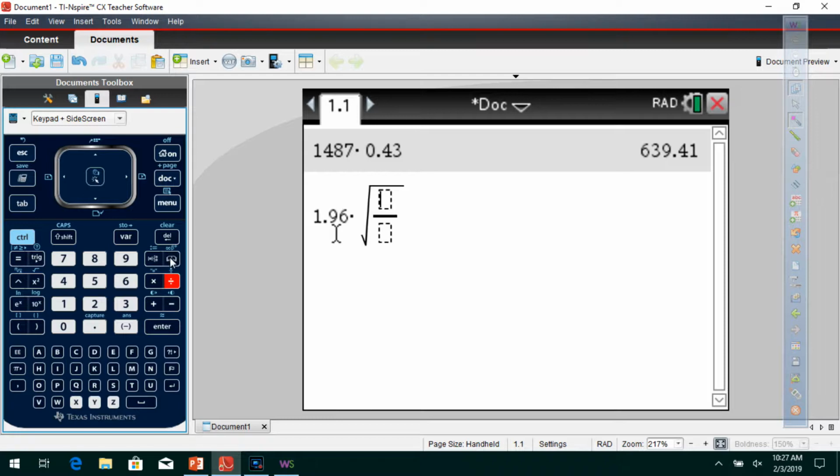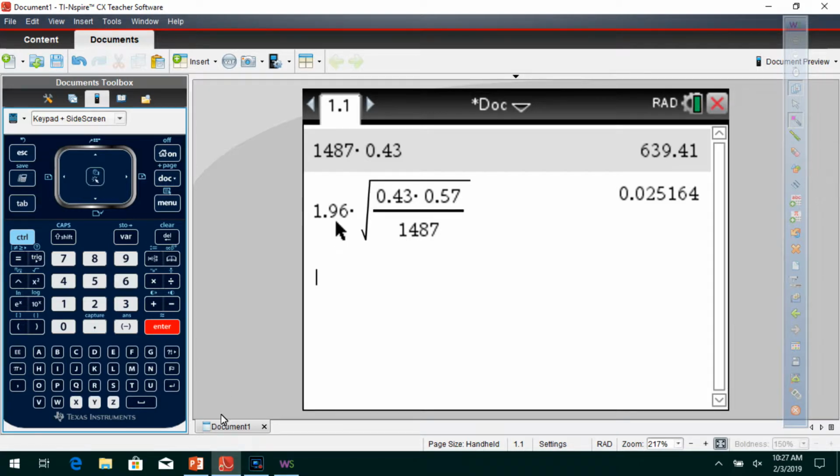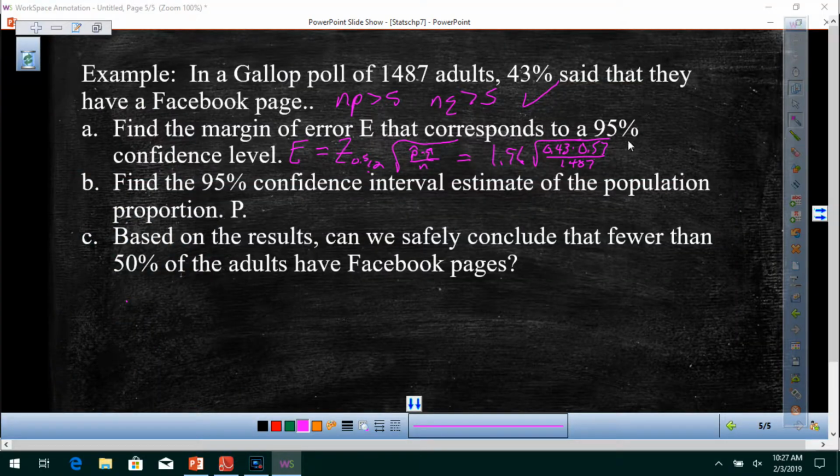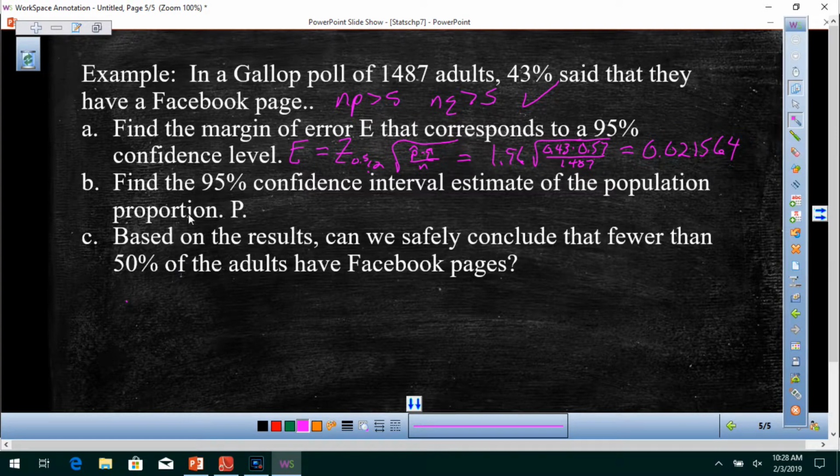And we got P hat, that's 0.43 times 0.57 over 1487. And I get 0.2516. So I get E equals 0.021564, and it actually goes a little bit further than that.